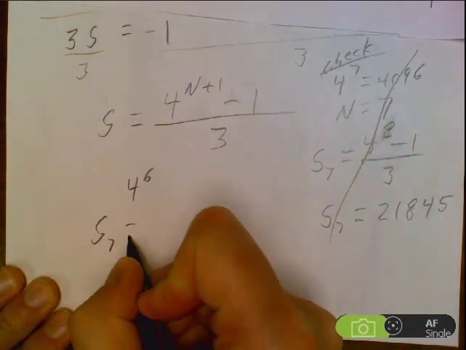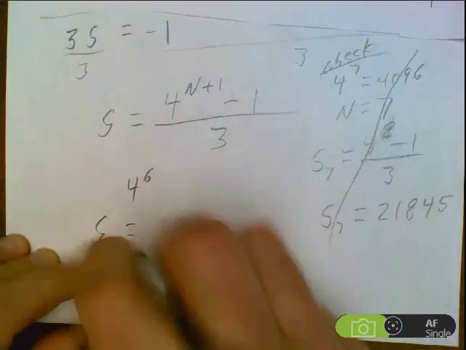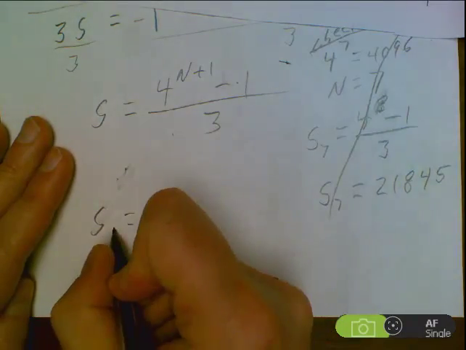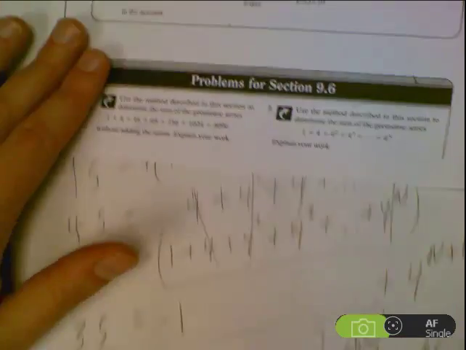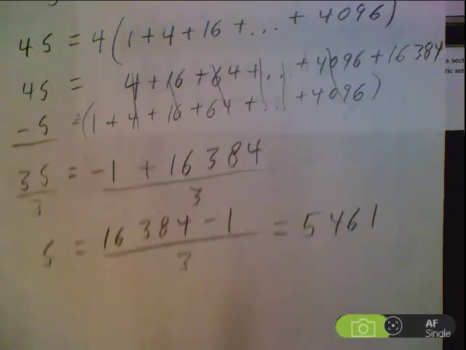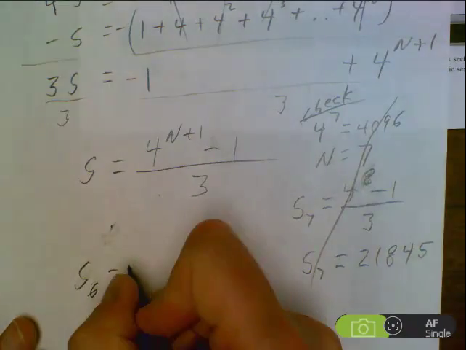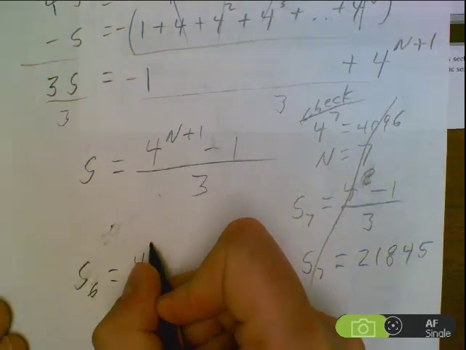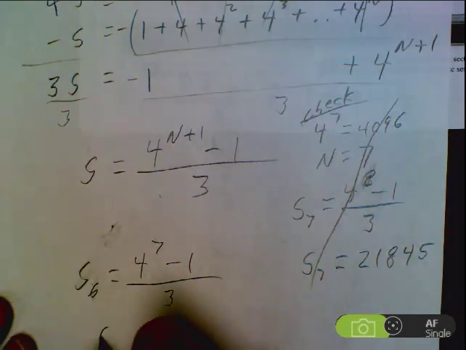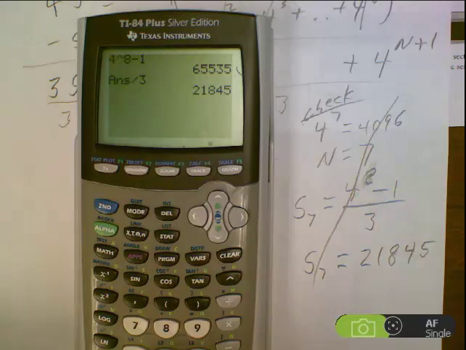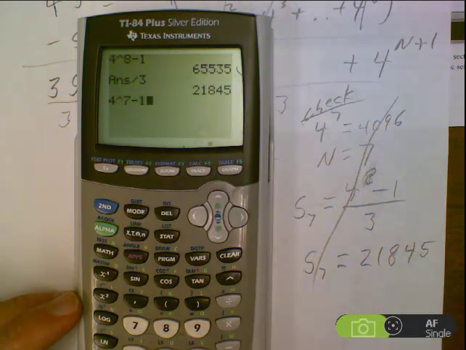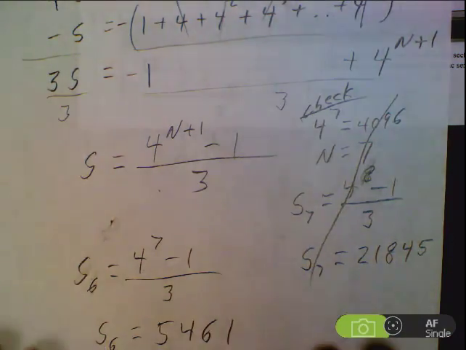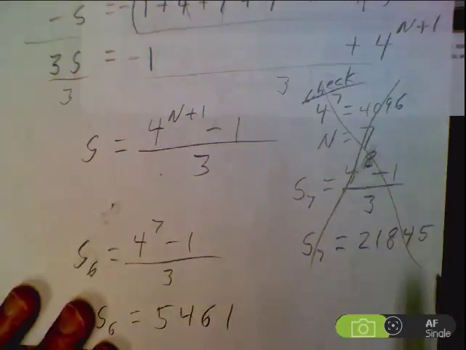Okay, so if we use our formula, S7 equals, plug this in. Sorry, not S7. It's the 6th term. And we should end up with 5,000 something like we got on the last page. We should get 5461. So we pop this in. So this is going to be 4 to the n plus 1. We want to know it for this, and n is 6. So that'll be a 7. And we get s sub 6. All right, come on. 4 raised to the 7th minus 1 divided by 3. 5461. Okay, so math is not ruined. It works. We just make mistakes sometimes.